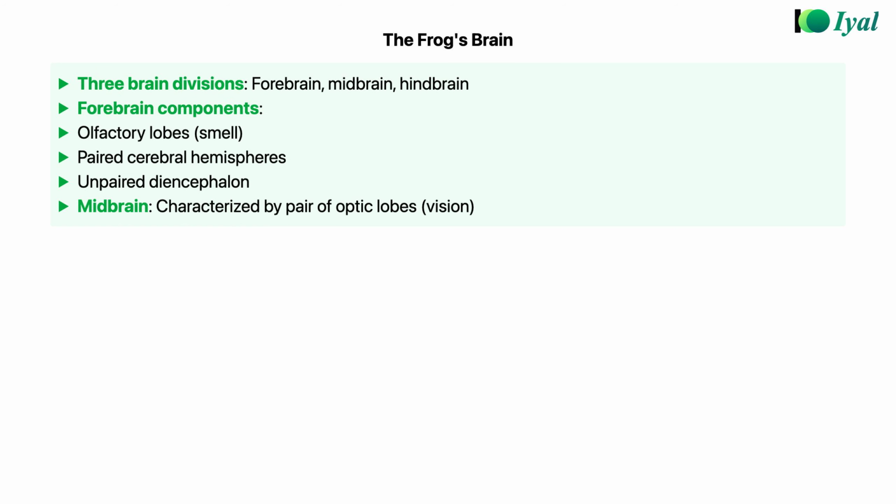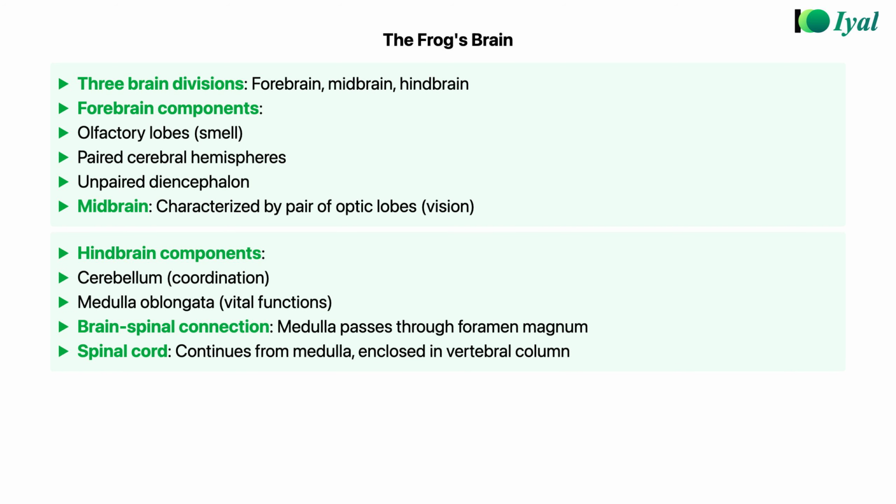The frog's brain is divided into 3 main parts: forebrain, midbrain, and hindbrain. Let's start with the forebrain. It includes the olfactory lobes, which handle the sense of smell. Then there are the paired cerebral hemispheres and a single unpaired structure called the diencephalon. Moving to the midbrain, the characteristic feature here is a pair of optic lobes. These are involved in processing visual information.